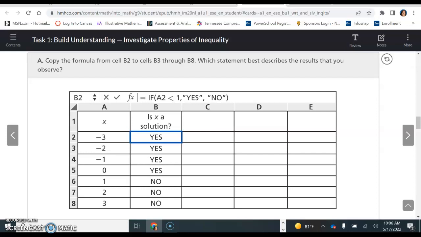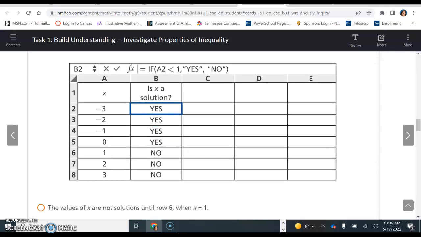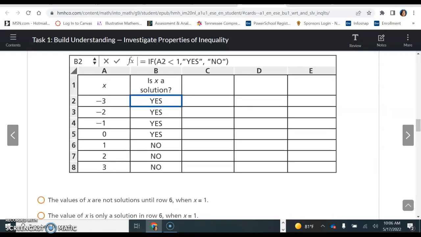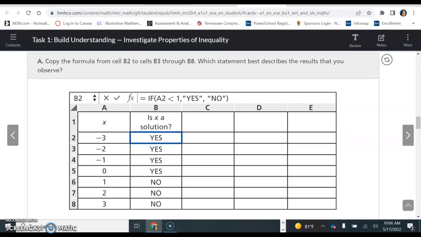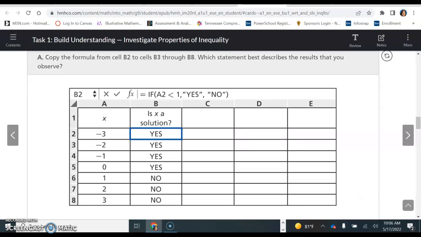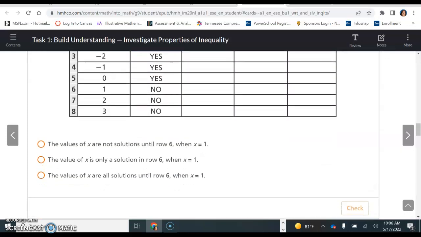Which statement best describes the results that you observe? All right, so they have yes, yes, yes, yes. This one is no, this one is no, and this one is no. All right, so it says copy the formula. Which statement best describes the results that you observe?